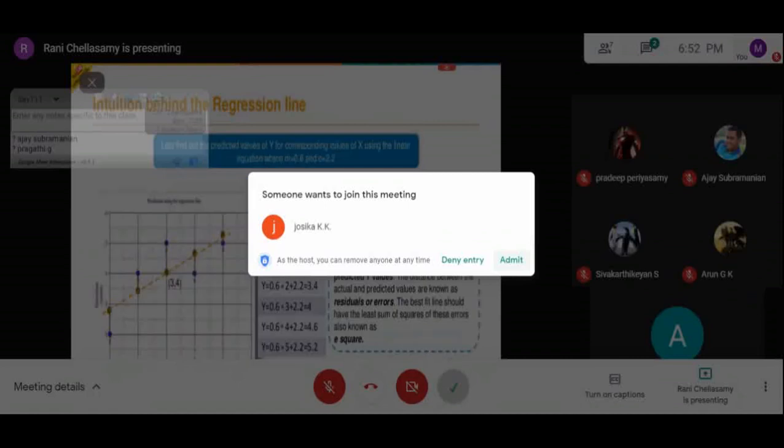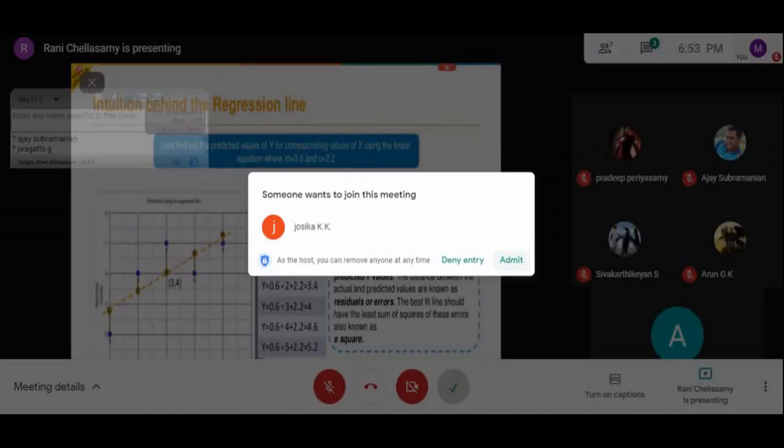Okay, now what to do? So the y value is, what is the formula? mx plus c. Okay, so the m value is 0.6, and for x you have to go with the x values you have: 1, 2, 3, 4, 5. With that, plus the c value 2.2. Okay, so with that find the predicted y values. You'll get 2.8, 3.4, 4, 4.6 and 5.2.